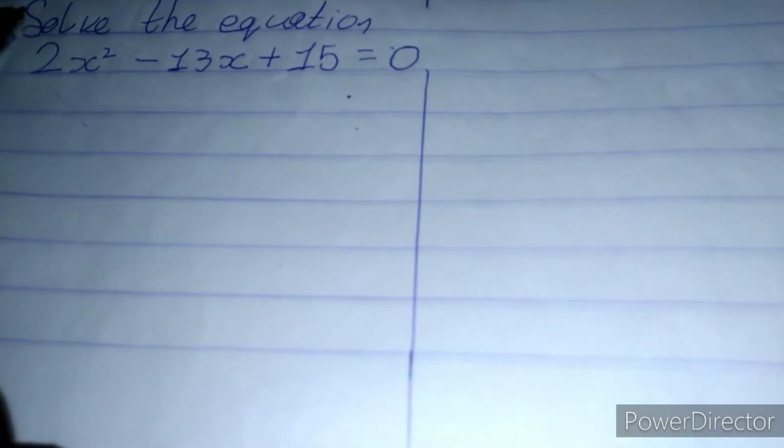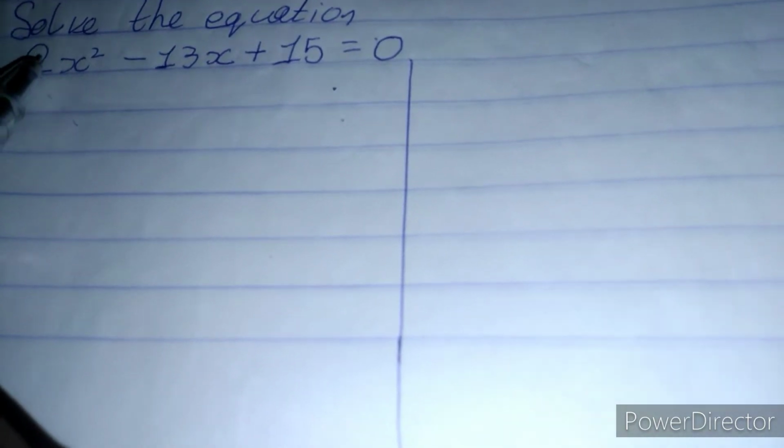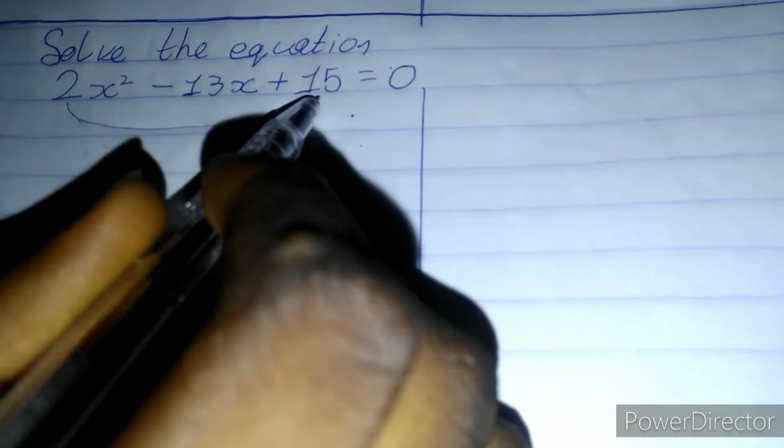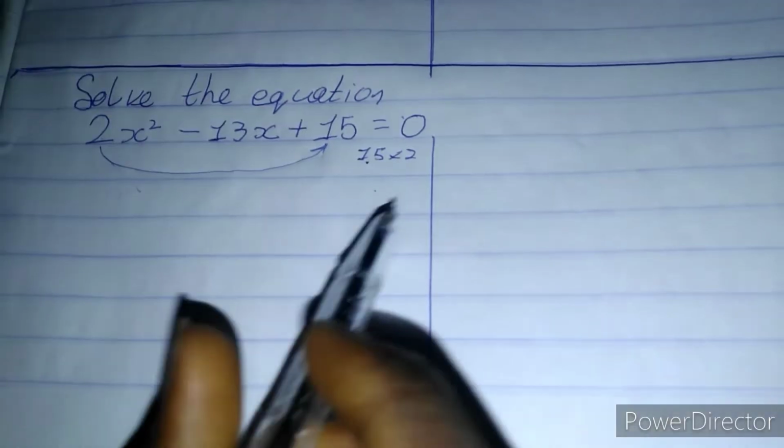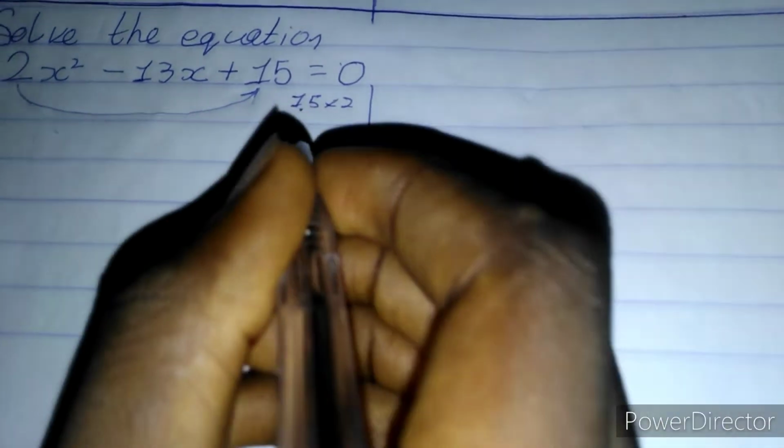As we can see, this equation looks quite different from what we've been solving all this while. Usually, our x just has a coefficient of 1. But when we have equations like this, all we do is we throw this 2 to the back. So we remove the 2 from here and attach it to this 15 by multiplying. So we just put that aside. 15 times 2 equals 30.